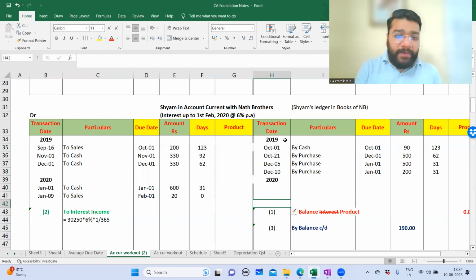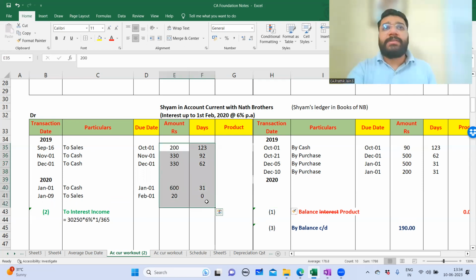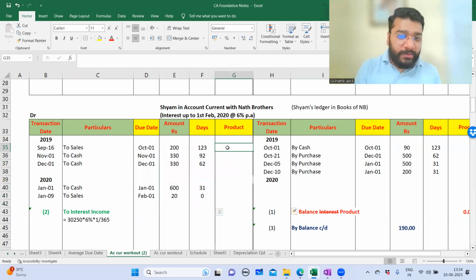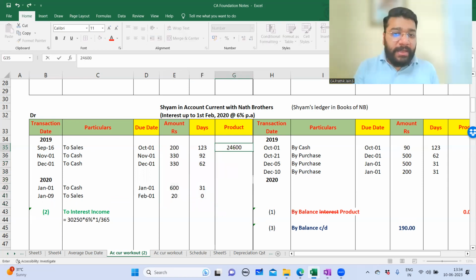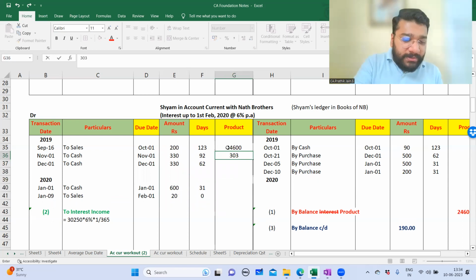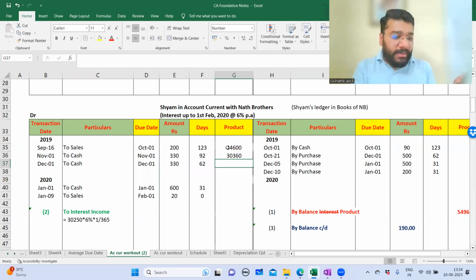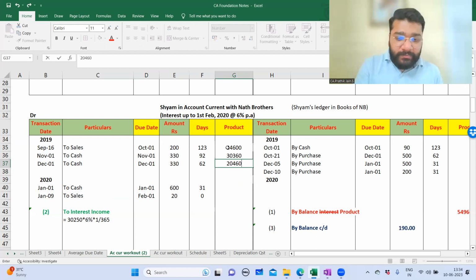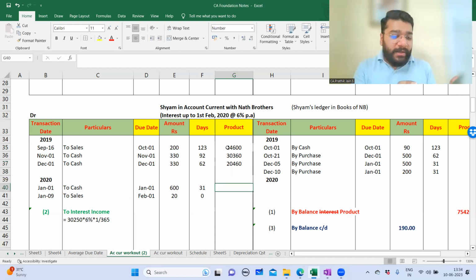Okay, now guys, one by one, all of you take your calculators. Let's do the M plus MRC function. So 200 into 123 M plus, how much? 24,600. Then 330 into 92 M plus, 30,360. Then 330 into 62 M plus, 2,460. Very good. Then 600 into 31 M plus.